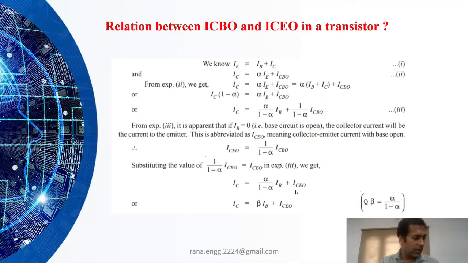This particular derivation you have to write down and post it in the assignment. That link will be shared after class, after some time. And the relation between alpha and beta is like this: beta is equal to alpha by 1 minus alpha. We should also see the examples on this particular relation.